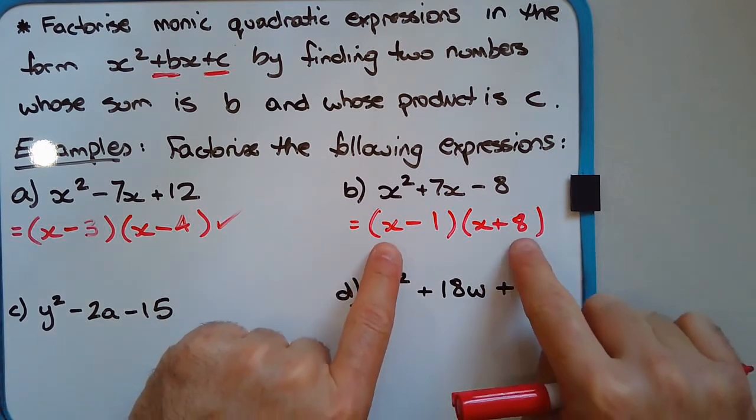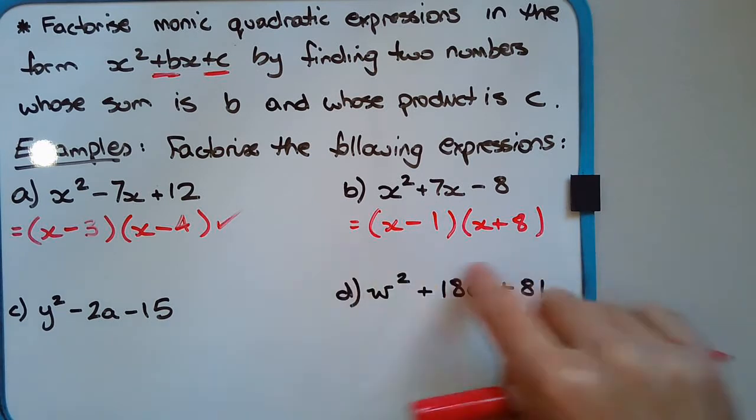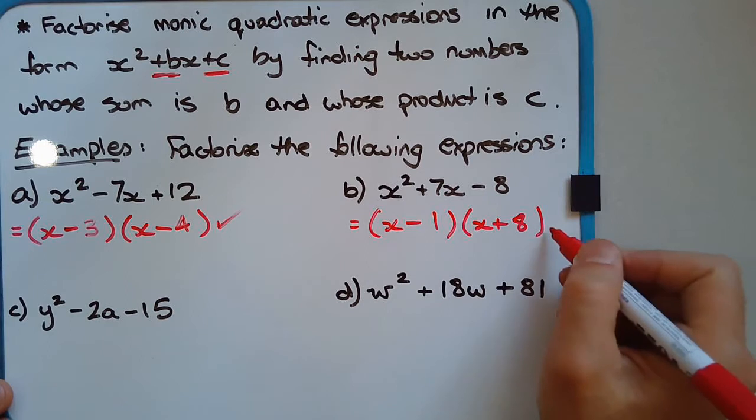So we've got plus 8x. If you multiply those two together using the extended distributive law, plus 8x minus x gives you 7x. So we're happy with that.